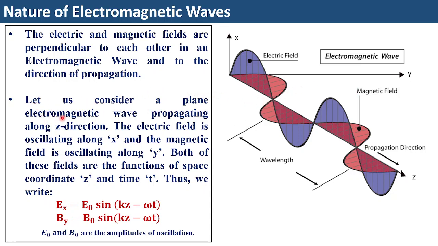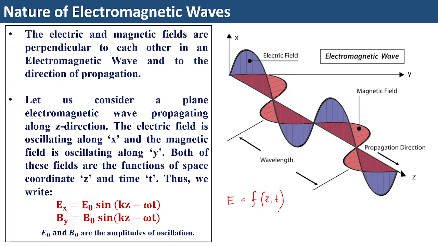Now, let us consider a plane electromagnetic wave propagating along z direction. The electric field is oscillating along x and the magnetic field is oscillating along y. Both of these fields are functions of the space coordinate z and the time. So, if I have to write this, how would I write it? Suppose this is my electric field E. In that case, I will write it as a function of z and t, meaning it will be a function of position and time, because this is a wave equation. But which position? z.